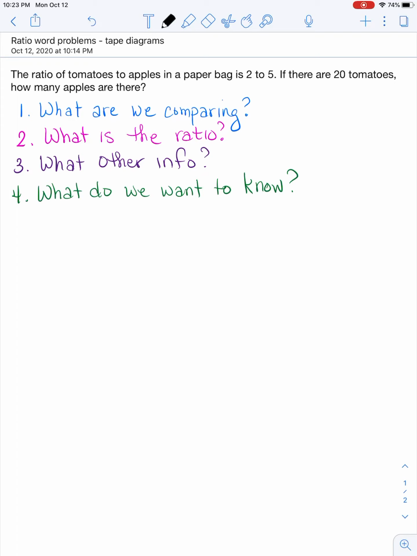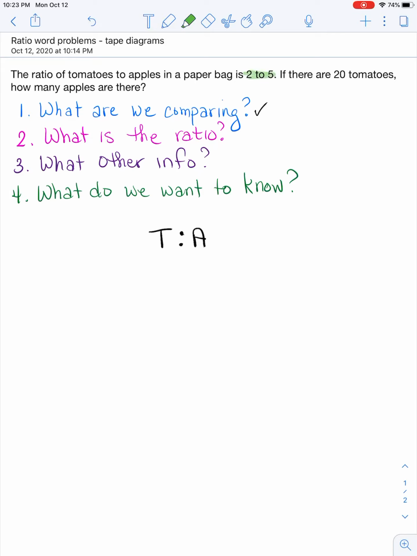The ratio of tomatoes to apples, so the order is tomatoes first and then apples. So what am I comparing? Tomatoes to apples. And so I write T:A to say that I'm comparing tomatoes to apples. Okay, question 1 answered. What is the ratio?